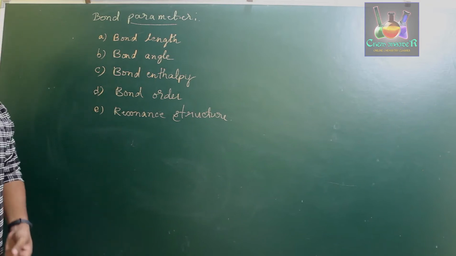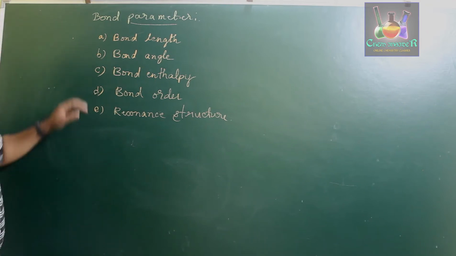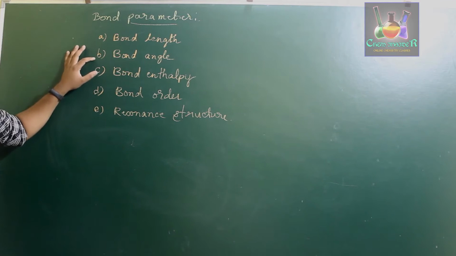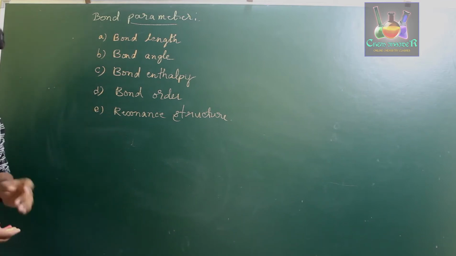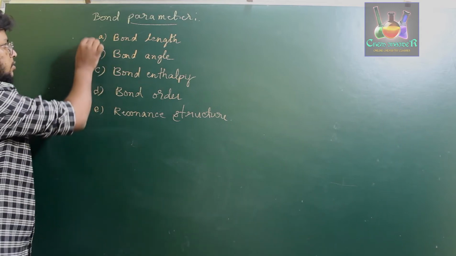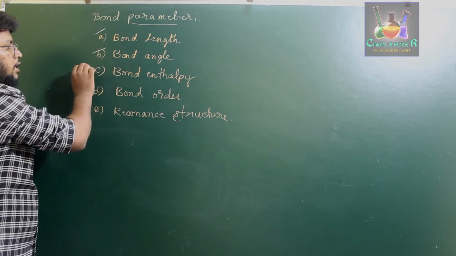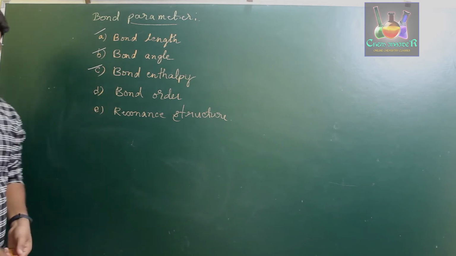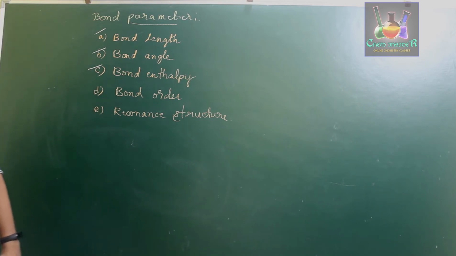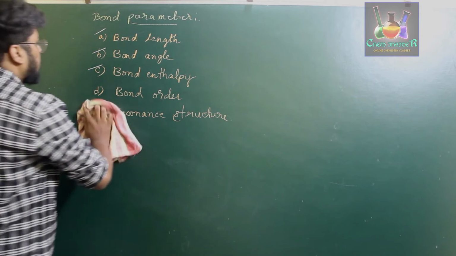Okay, so the 5 parameters which we are going to study are bond length, bond angle, bond enthalpy, bond order, and resonance structure. In this video, we are going to discuss bond length, bond angle, and bond enthalpy. In the next video, we will discuss bond order and resonance structure. Now first, what is bond length?